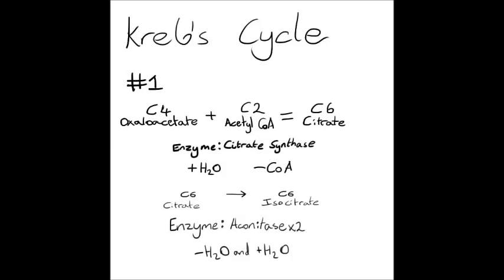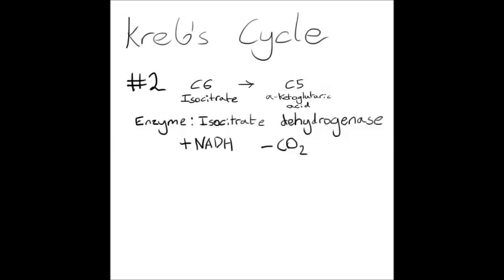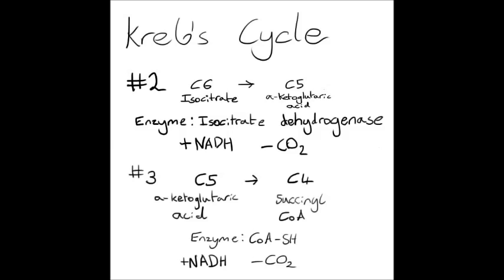Next, aconitase adjusts the molecule twice via dehydration and hydration, resulting in isocitrate. We can now move on to section 2, where isocitrate dehydrogenase catabolizes isocitrate into the 5-carbon molecule alpha-ketoglutaric acid and a carbon dioxide molecule, which is taken up by oxygen for removal. This process reduces another NAD molecule. Similarly, in section 3, we see our coenzyme A making a return and carrying out the same action when forming succinyl coenzyme A, a 4-carbon molecule.